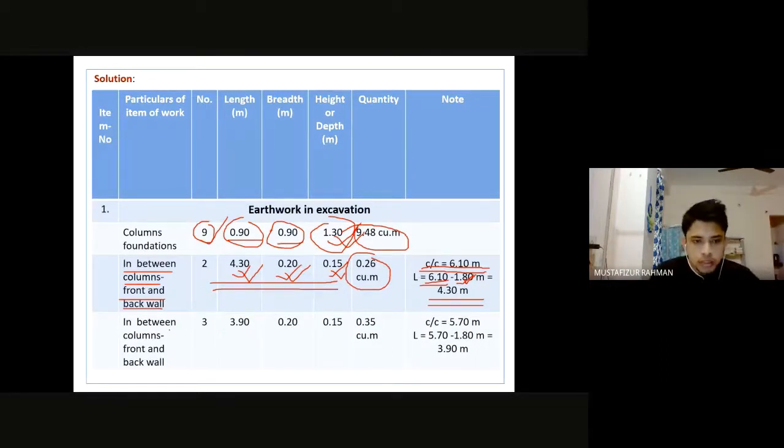Similarly, between columns front and back wall, this should have been side wall. This should have been side wall. I will make the corrections later before sending it to you.